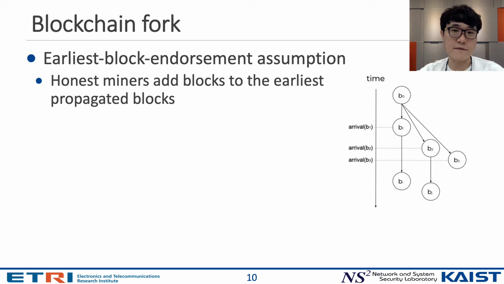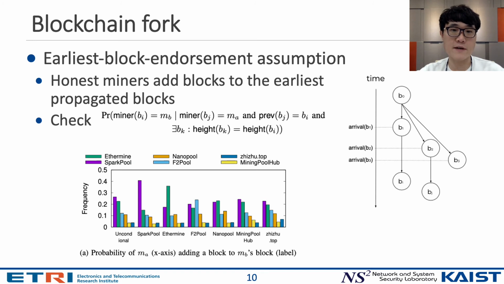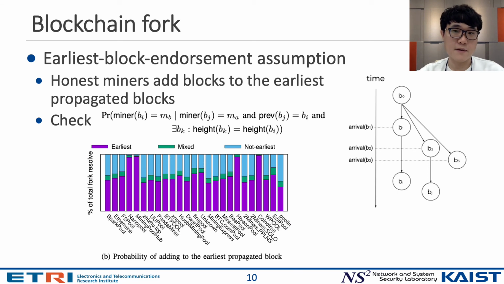As for Ethereum, we have computed the probability of miners adding blocks conditional to the previous block's miner, and the bottom figure clearly shows that the top-ranked miners prefer to choose their own mined blocks rather than those mined by others. Again, the bottom figure shows the proportion of fork resolving cases with a label showing whether the added block is the earliest propagated one or not. We find only 4 of the top 25 miners faithfully add their blocks to the earliest propagated ones.